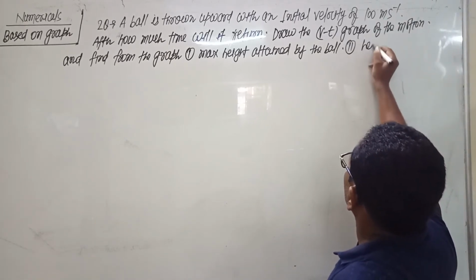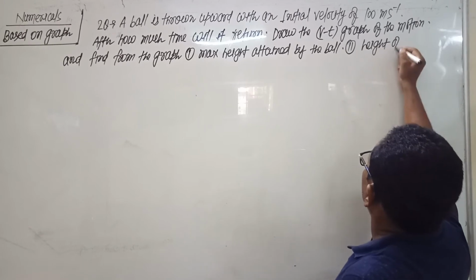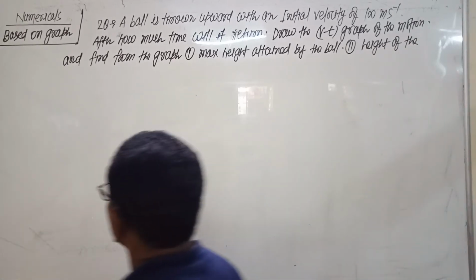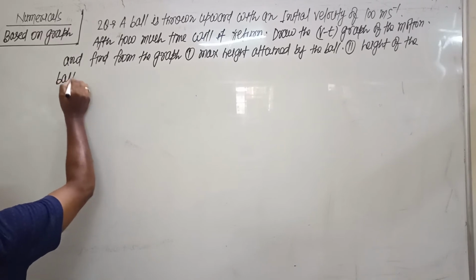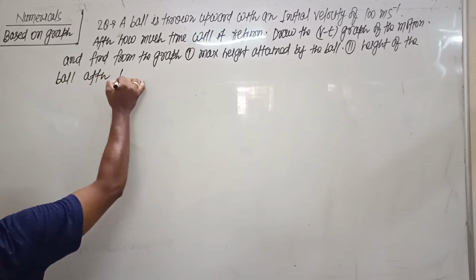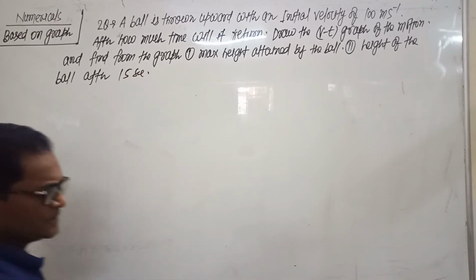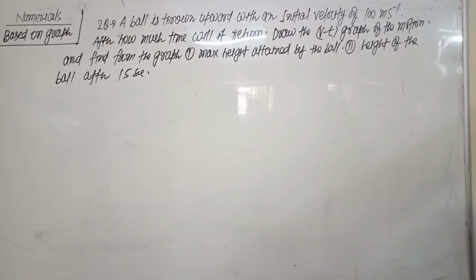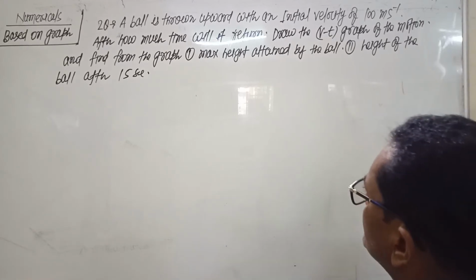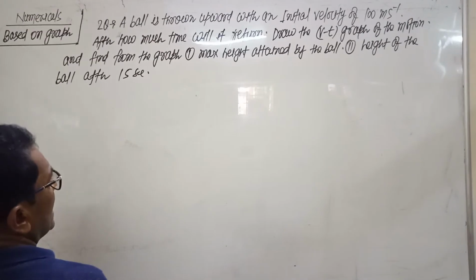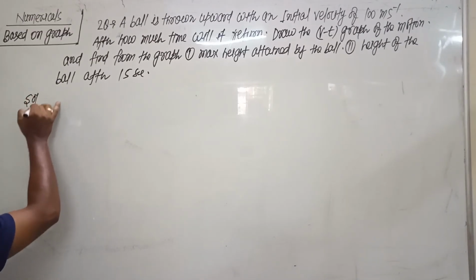So the question is, a ball is thrown upward with an initial velocity of 100 meter per second. After how much time will the ball return? We have to draw the velocity time graph, and from the graph we have to find the maximum height attained by the ball and the height of the ball after 15 seconds.